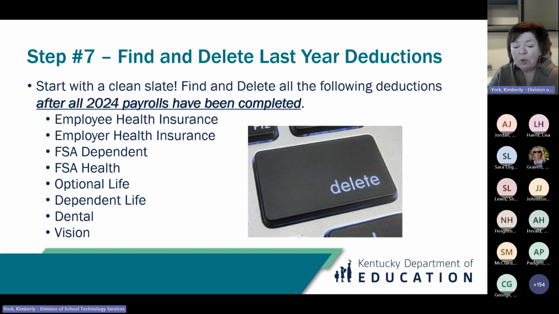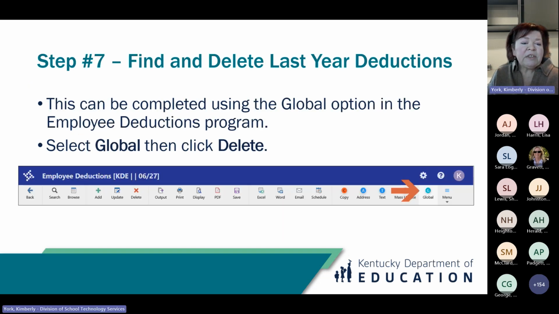Once your payrolls for 2024 have been completed, you can find and delete all the following deductions. And these are your state-generated deductions: your employee health insurance, the employer health insurance, your FSA dependent, your FSA health, optional and dependent life, dental and vision. So these are all the state initiated benefits. This can be completed using the global option in the employee deductions program. You select global and then click delete.